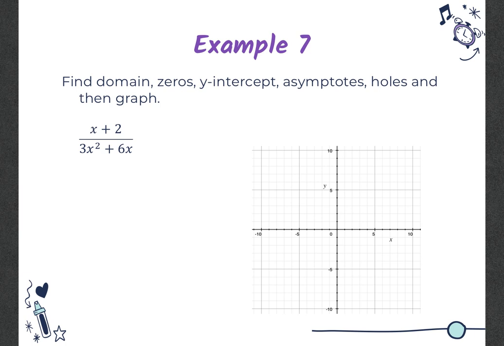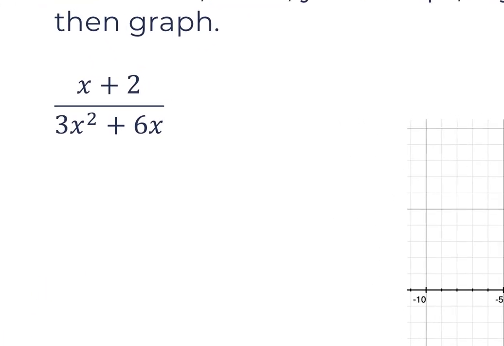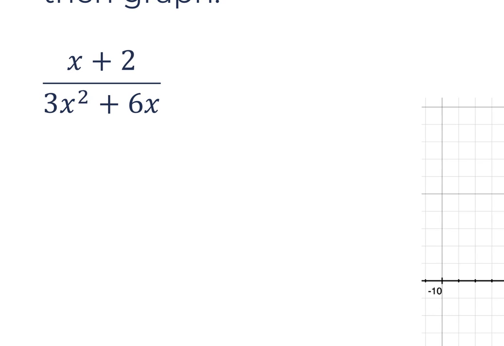Find domain, zeros, y-intercept, asymptotes, holes, and graph. So first thing we're going to do is factor. The top stays as is. The bottom, you can take out a 3x, and I get x plus 2.